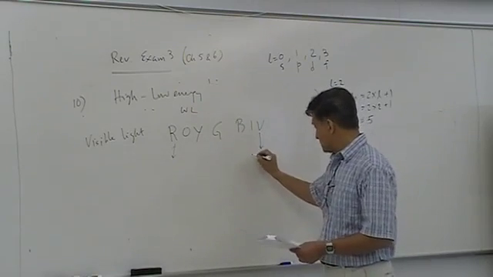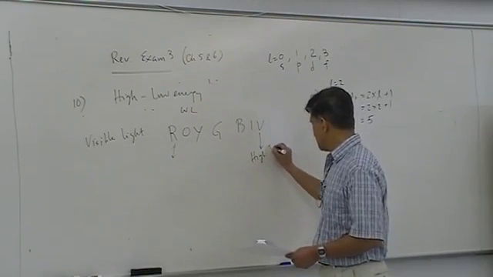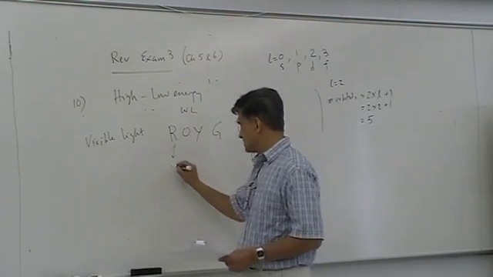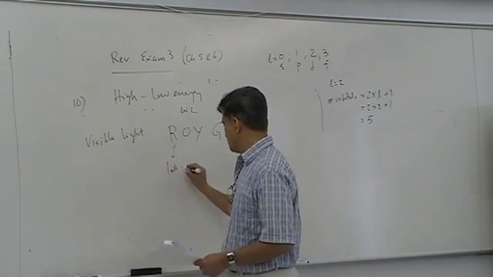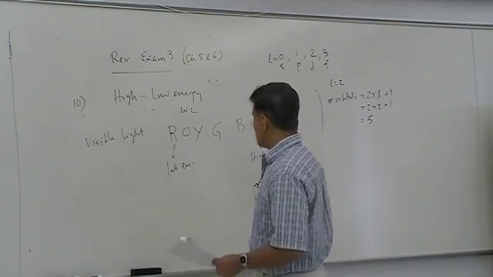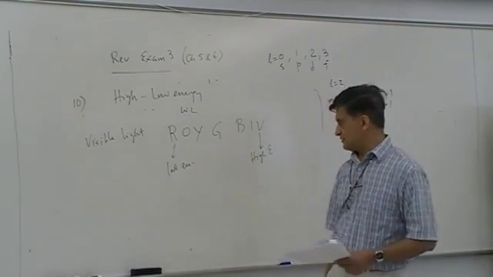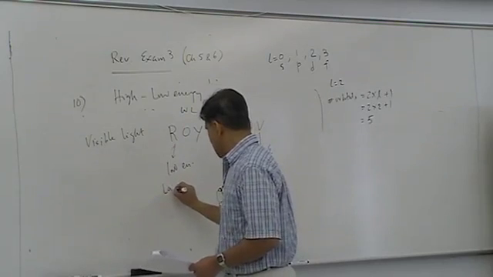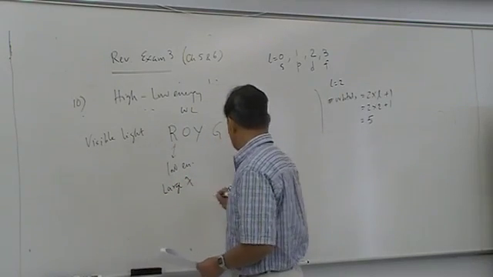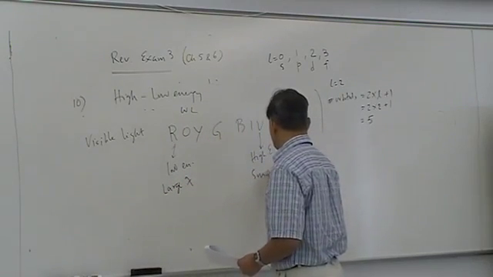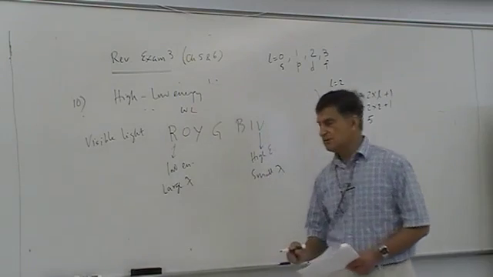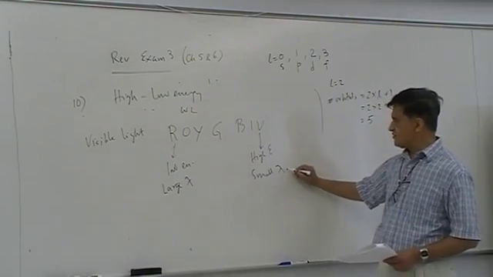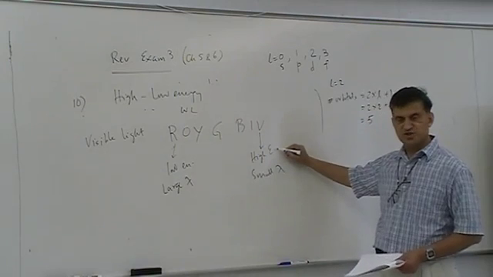So high energy, low energy. Wavelength goes just the opposite way. Among these, this has the large wavelength. This has small wavelength. So you can see here, smaller is the wavelength, higher is the energy.